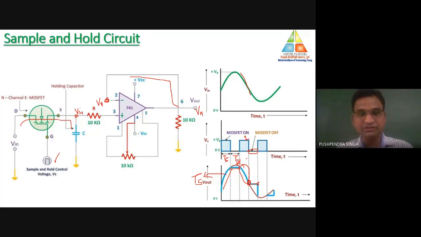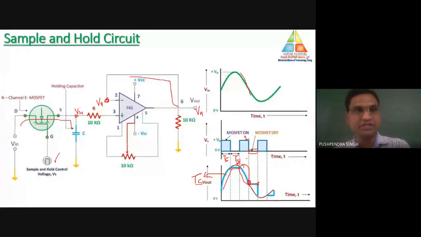So I hope that particular operation will be clear to all of you. That completely depends on the on and off state of the switch. When the switch is closed, the capacitor will charge, the capacitor will sample the data. When the switch is off, the capacitor is not connected to the input voltage source, and it will hold the same data it was having before the switch became open circuit.